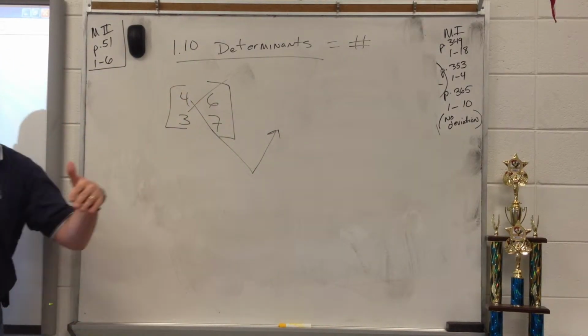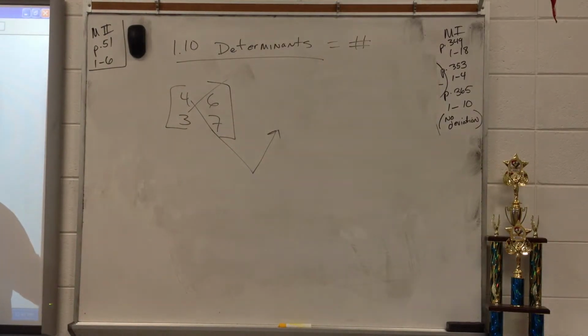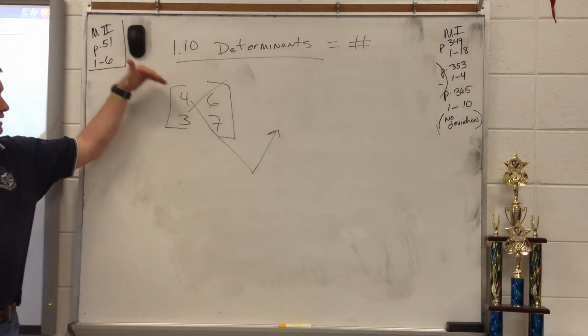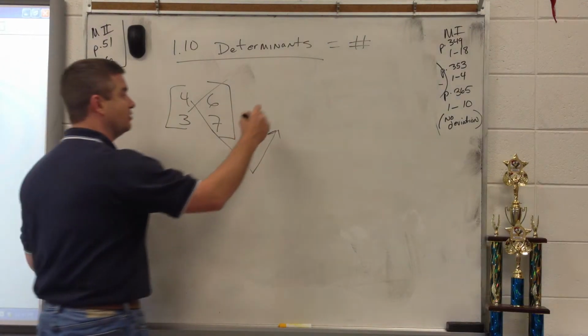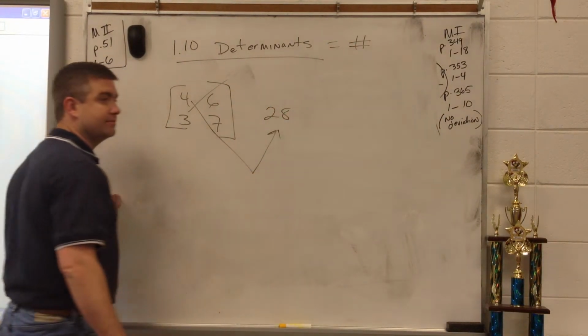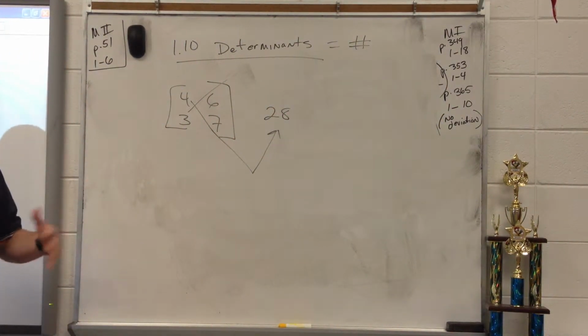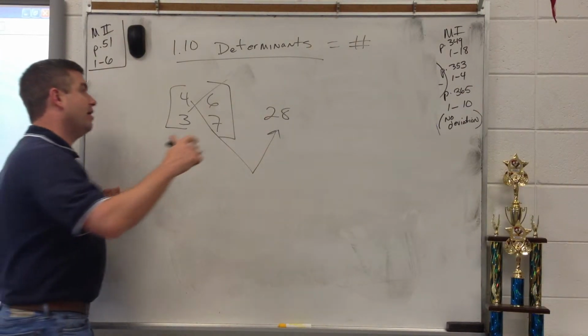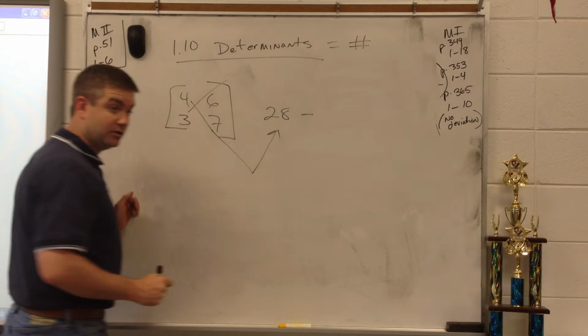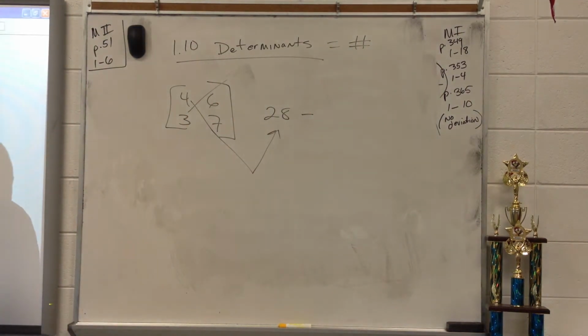You do it like an X. You have to remember, you do it like an X, and you do 4 times 7, and that goes first, and you get 28. You do every 2x2 this way. 4 times 7, you multiply it, you get 28. Then minus always goes in the middle. That's part of the formula.